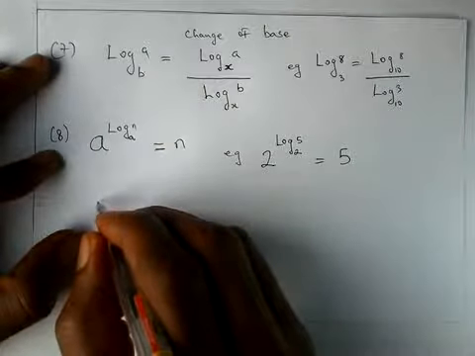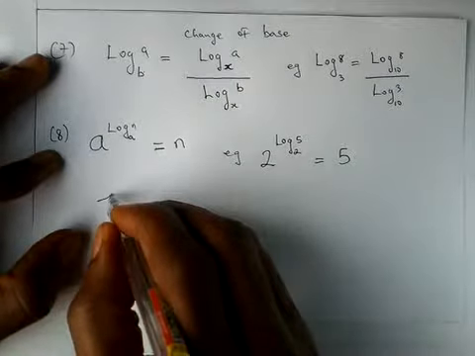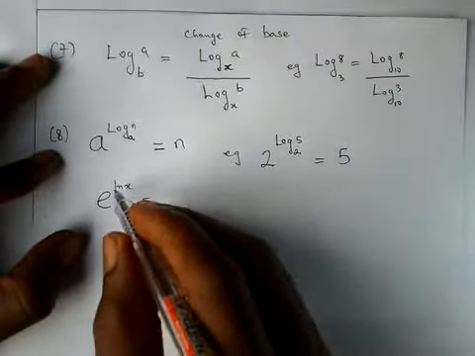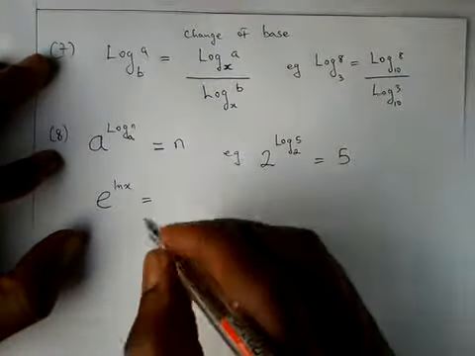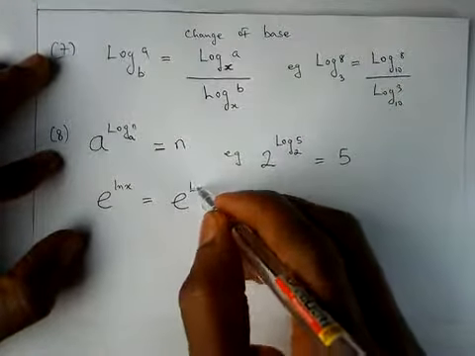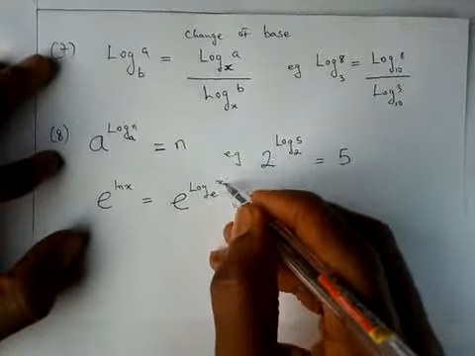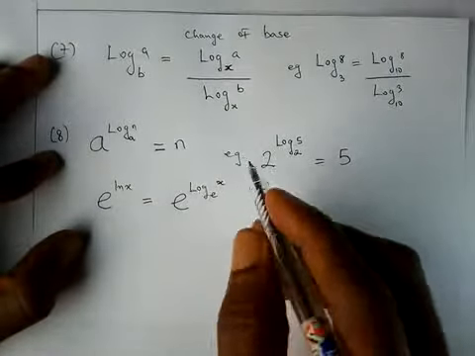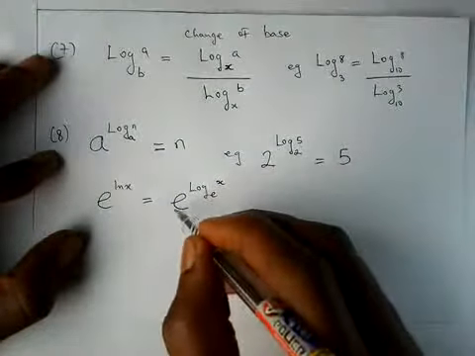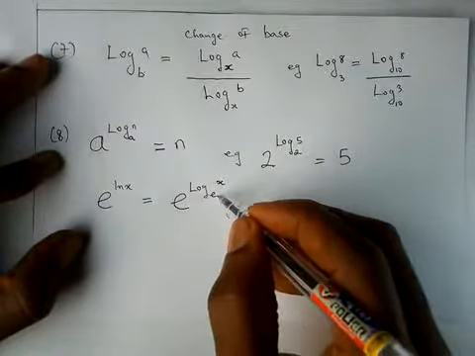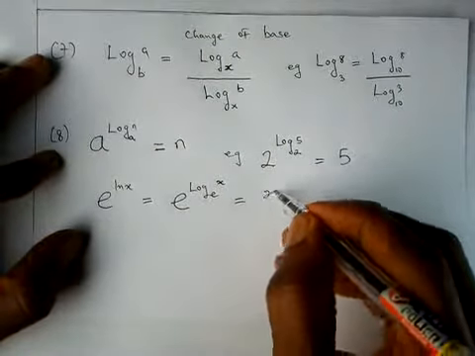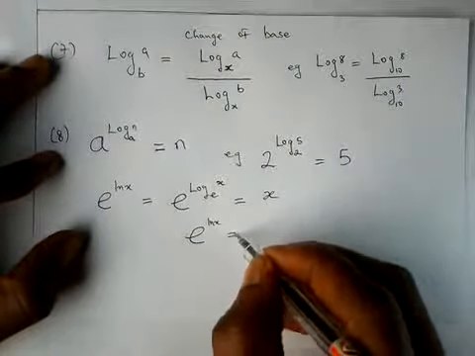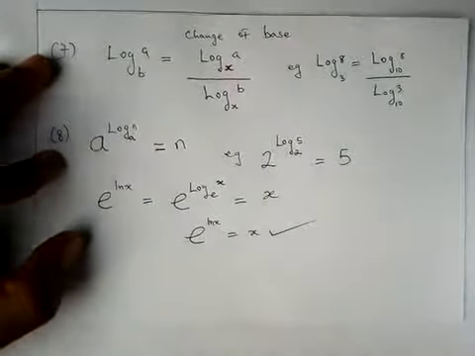Another way this law is expressed is e raised to power ln s, where ln s is the natural logarithm of s. ln s in mathematics is the same thing as log to base e of s, where e is the Euler constant. If you look critically, this base is the same as this base, so the answer is s. The simple law says e raised to power ln s is equal to s. As simple as that.